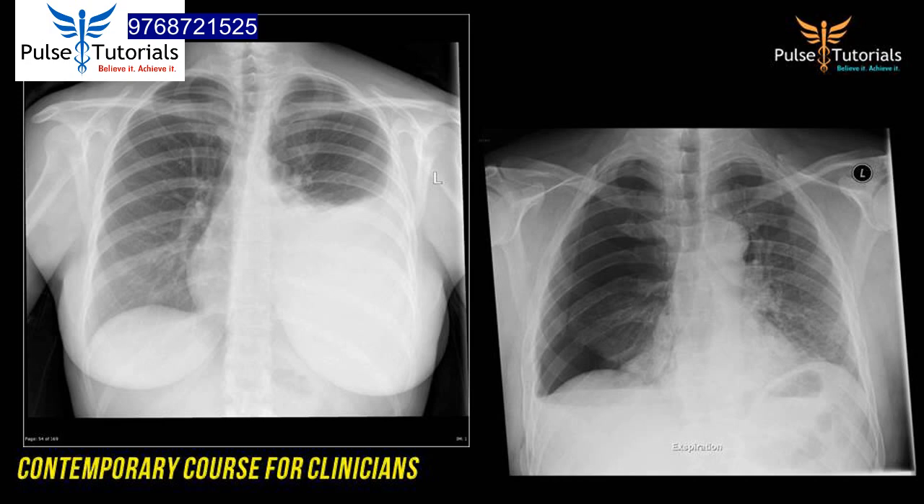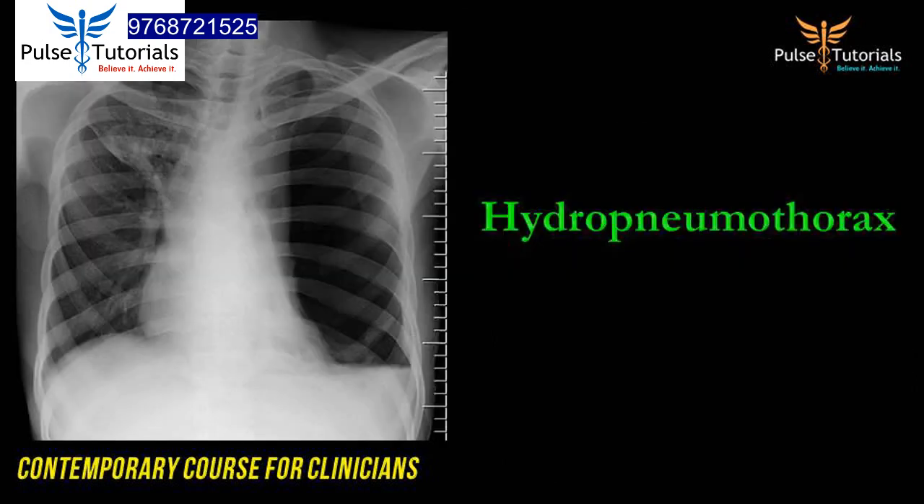And this is how a hydropneumothorax would look. Observe the black shadow on the left side of this X-ray and a white fluid level that can be seen at the lower end. You cannot even make out the left costophrenic angle. That's because of the fluid collected here.